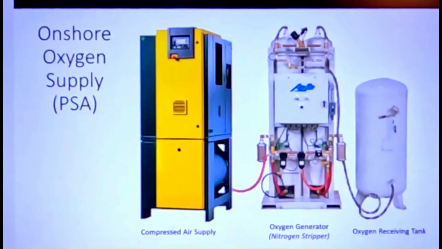So let's look at some of the components. First one, our onshore oxygen generation system. This is simple. We need a compressed air supply that we feed compressed air to an oxygen generator. Or more specifically identified, it's a nitrogen stripper. That sieve allows us to retain the nitrogen and let the oxygen pass through, and then the oxygen receiver stores that oxygen to then distribute out to the lake.